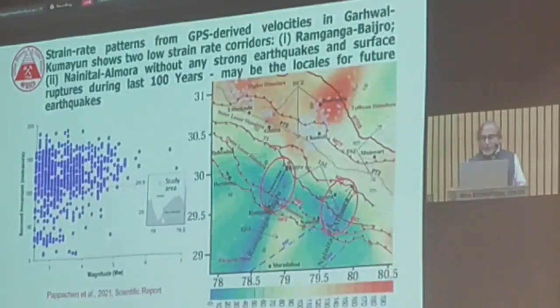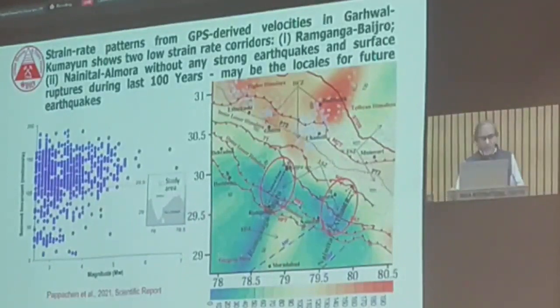But if you look into the low strain region, we don't have much seismicity. So it is understood that in that region, some sort of locked zone is present and a lot of seismic energy is accumulated that can come out in the form of an earthquake later on, as a great earthquake or some sort of major earthquake. And in the low strain region, we have identified two corridors which may be the probable locales for the future earthquake in these regions.